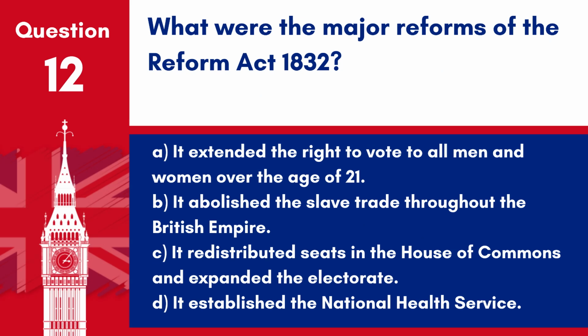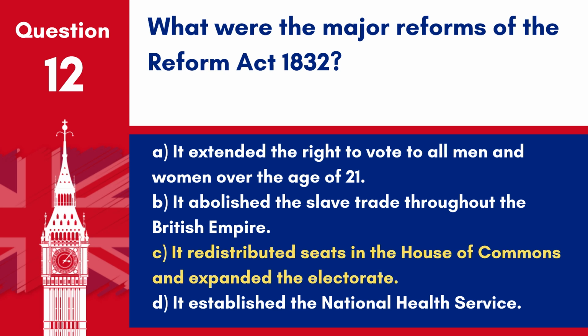Question 12. What were the major reforms of the Reform Act 1832? A. It extended the right to vote to all men and women over the age of 21. B. It abolished the slave trade throughout the British Empire. C. It redistributed seats in the House of Commons and expanded the electorate. D. It established the National Health Service.